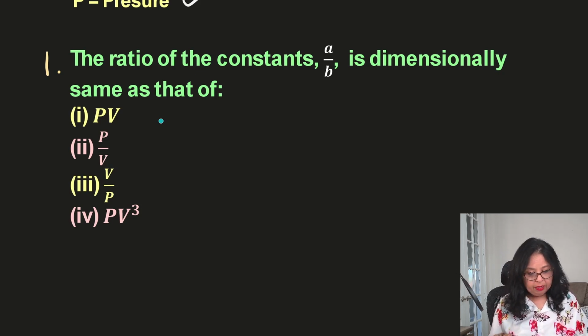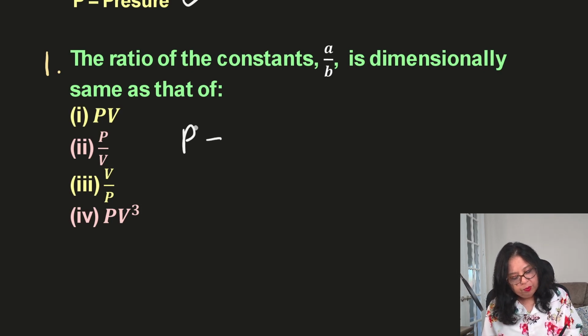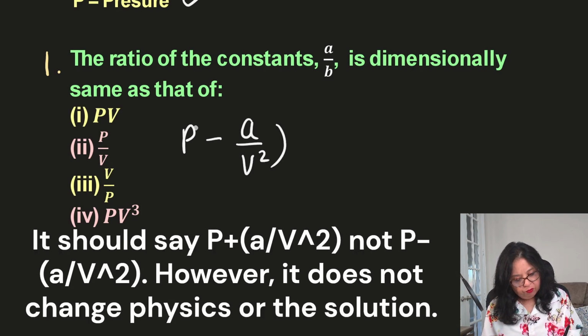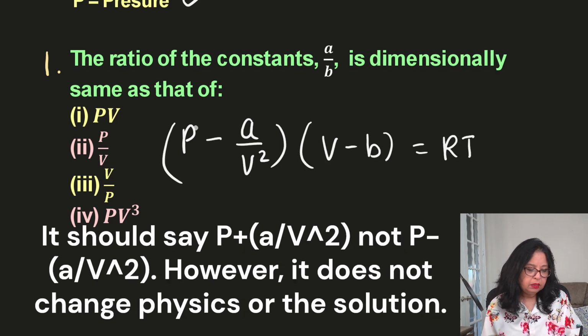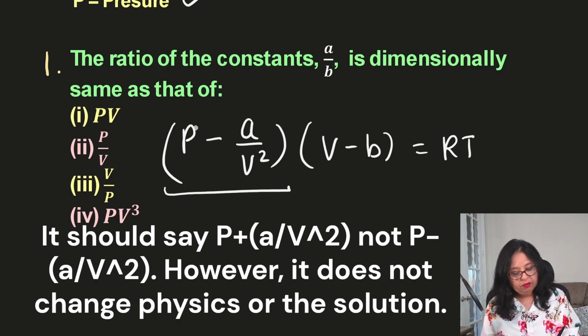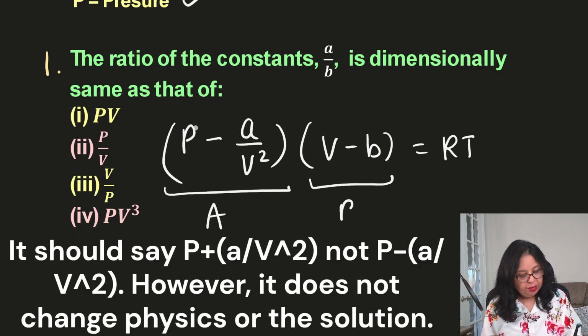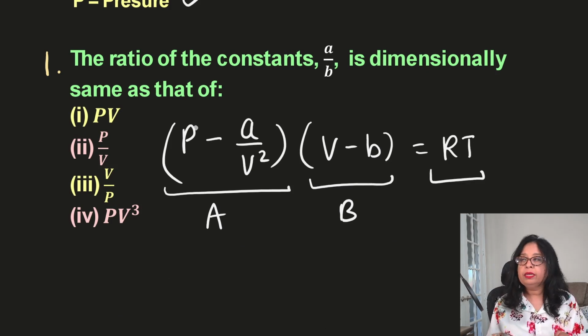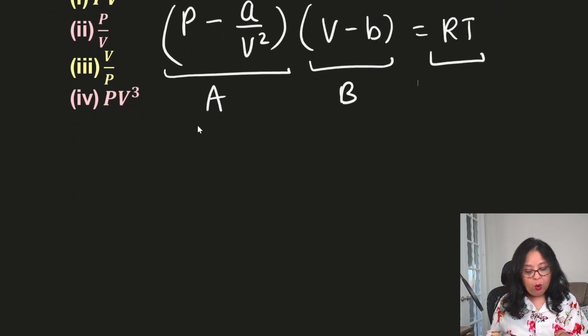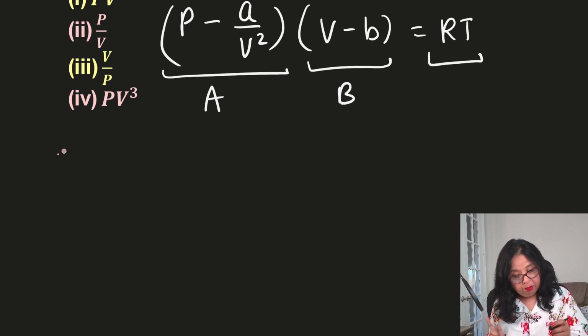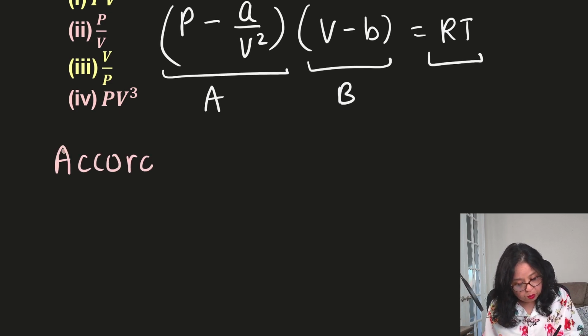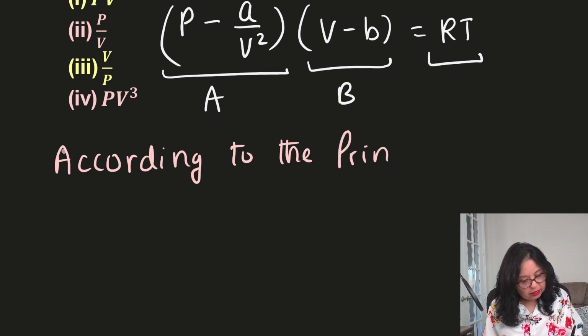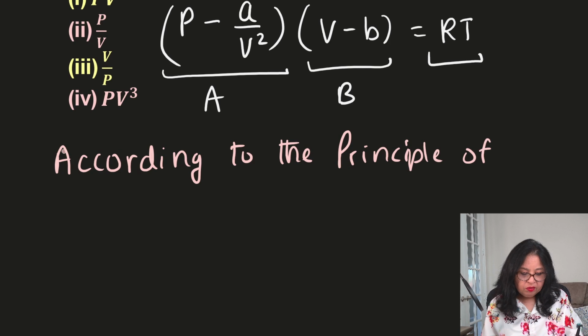What does that mean? Our equation is P minus A over V squared times V minus B equals RT. This equation has two expressions, A and B, on the left-hand side, that are being multiplied together to give you RT on the right-hand side. Now, according to the principle of homogeneity, yep, again, that same old principle. Now, what does the principle of homogeneity say?